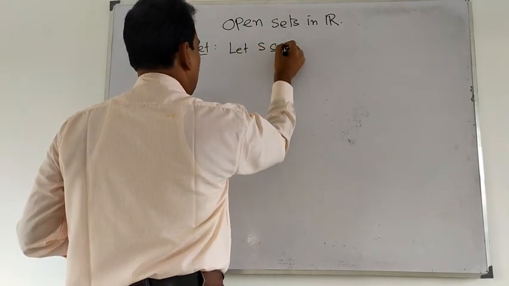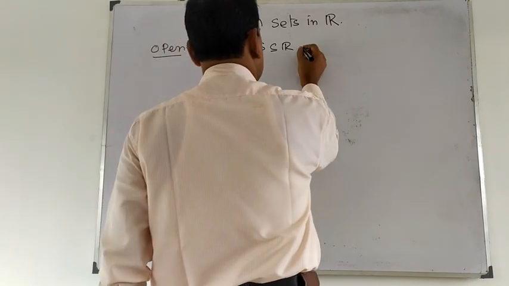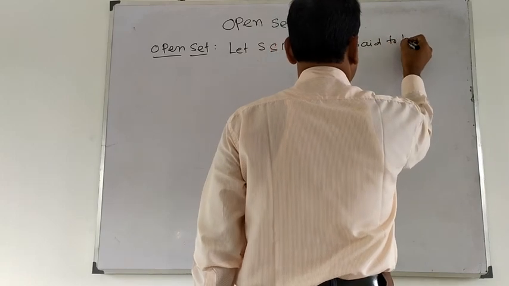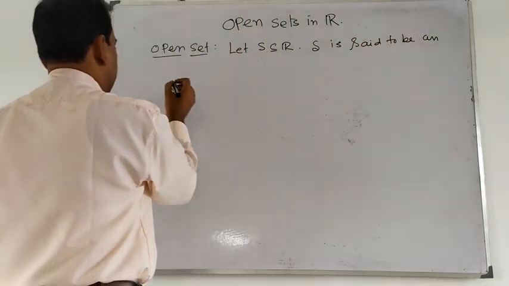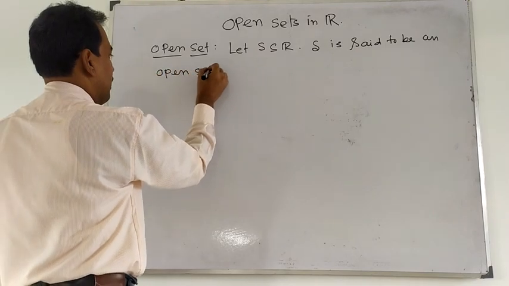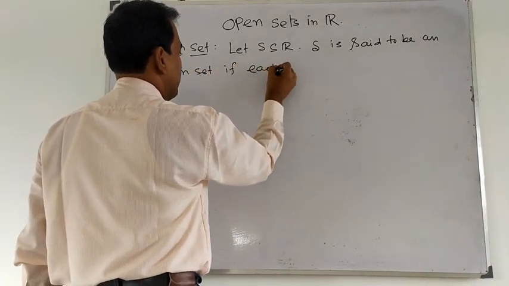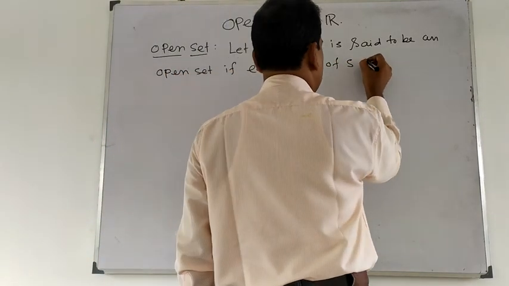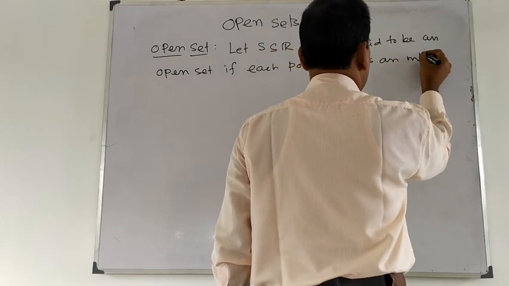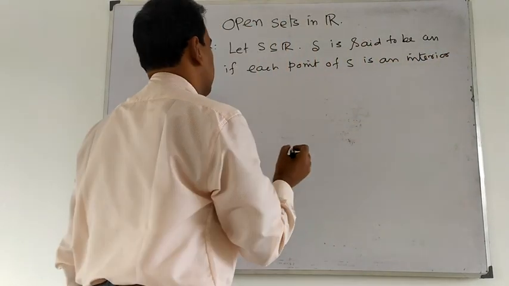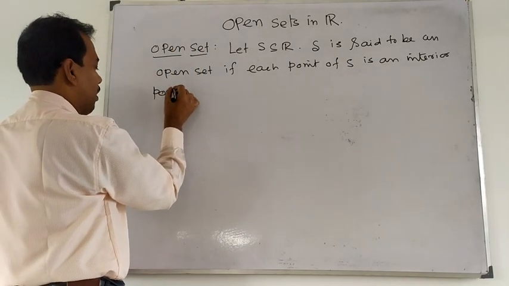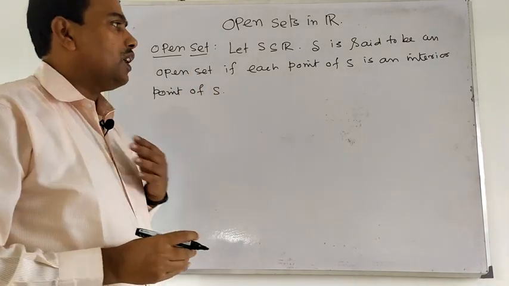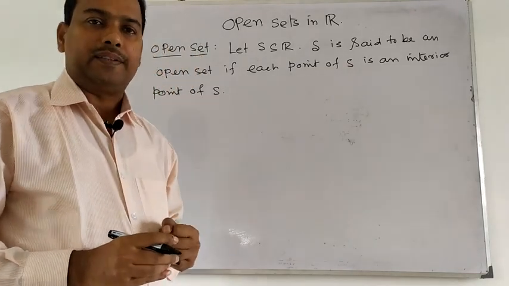Let S be a subset of R. S is said to be an open set if each point of S is an interior point of S. If each point of S is an interior point of S, then S is an open set.